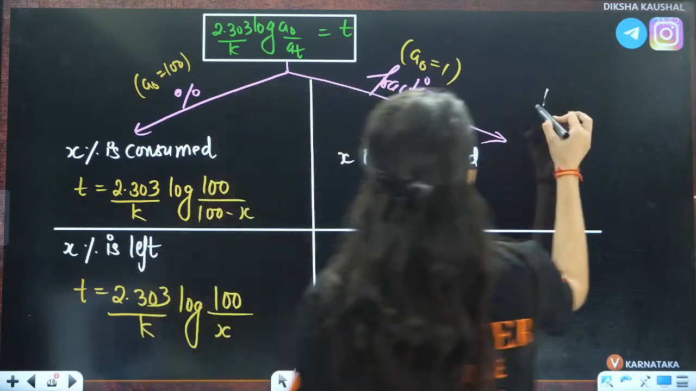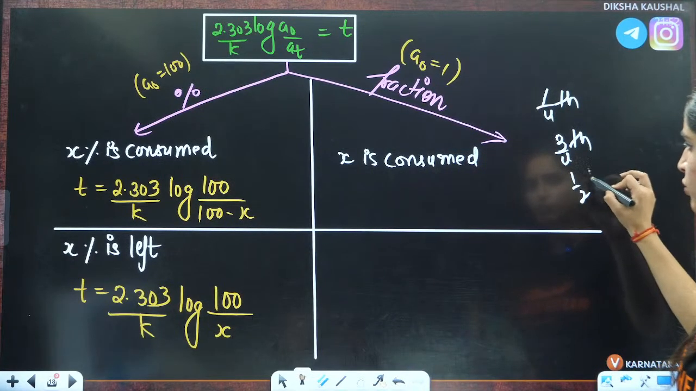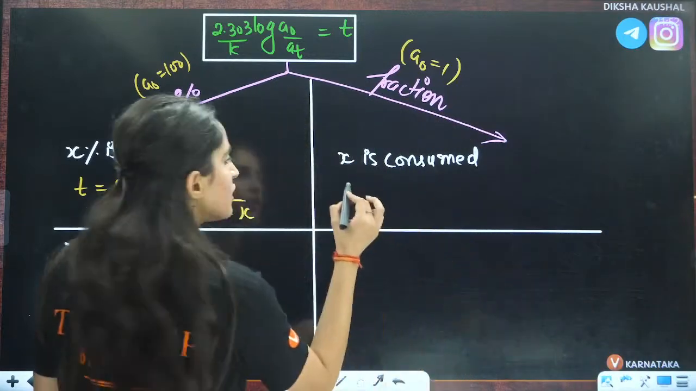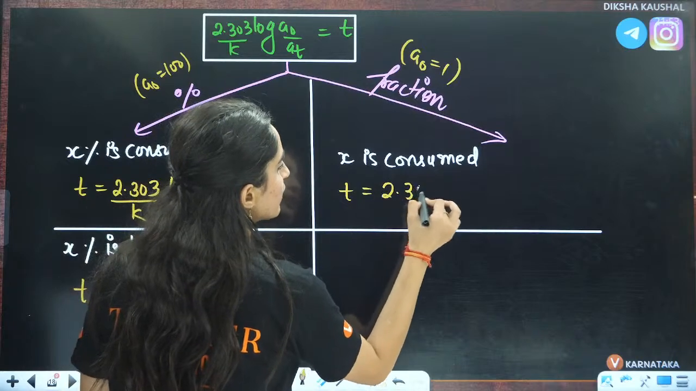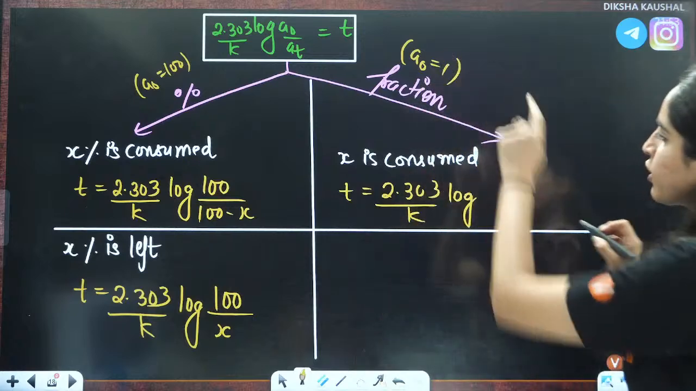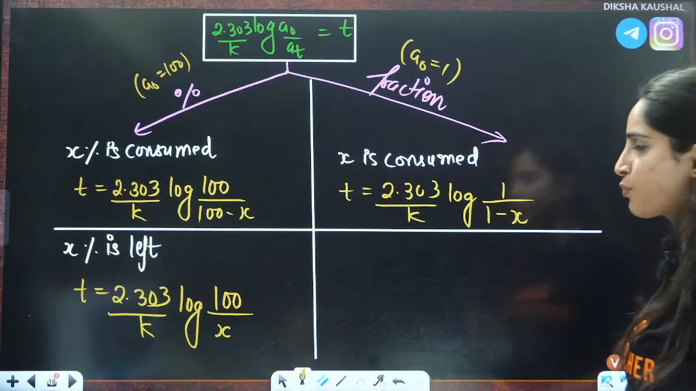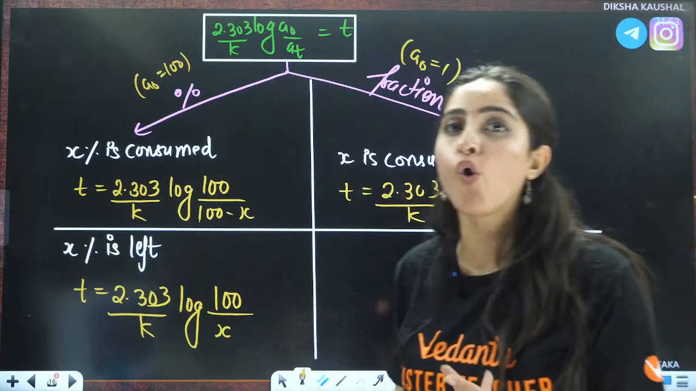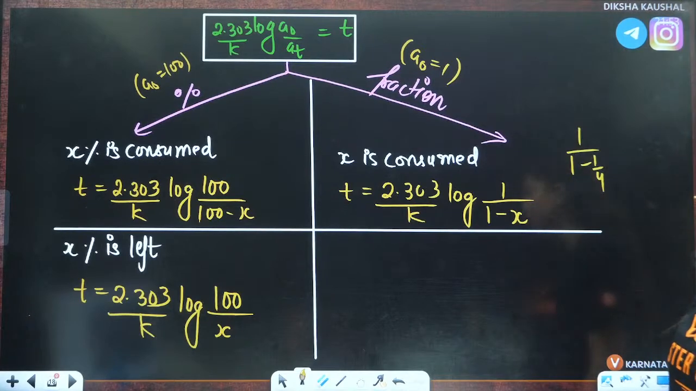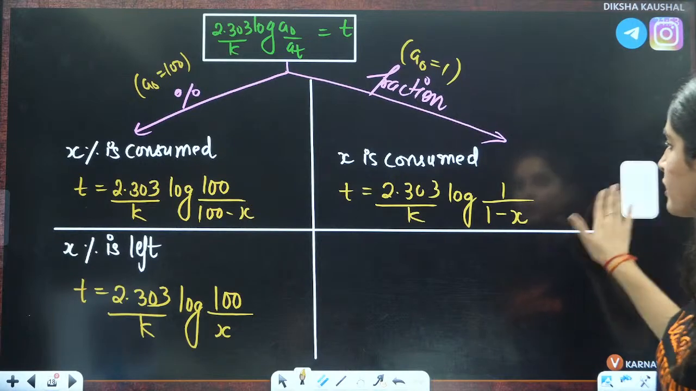For example, they are saying 1 by 4th is consumed, 3 by 4th is consumed, 1 by 2 is consumed. This is the fraction. Whenever it is in fraction, you will write 2.303, this is the formula, log base 10. Take the initial concentration as 1 if it is given in fraction. It will be 1 minus X. For example, 1 by 4th is consumed. So here you will write 1 by 1 minus 1 by 4. This will be inside the log.